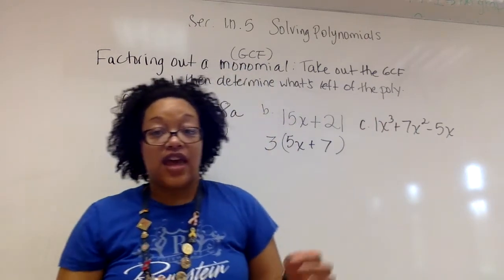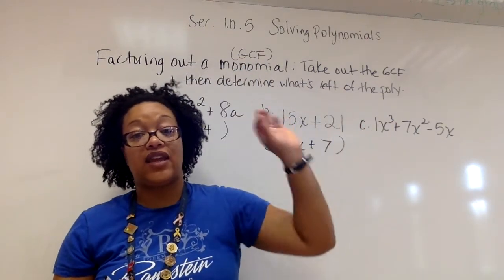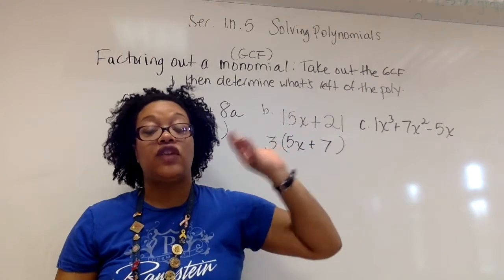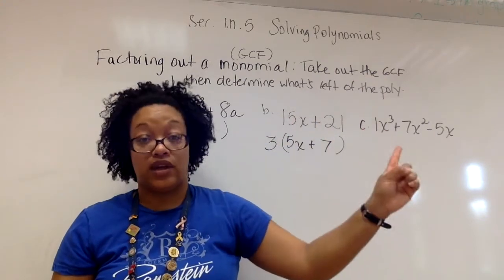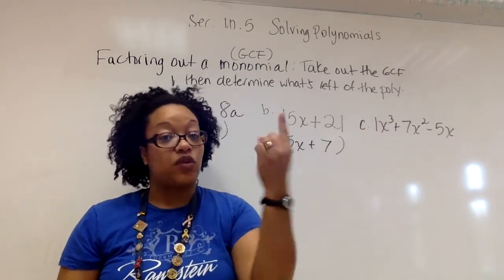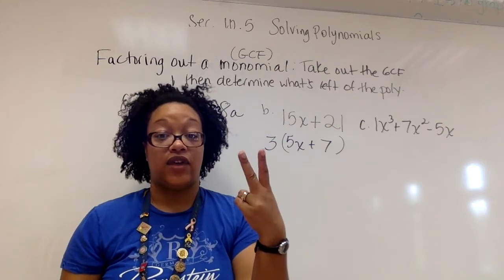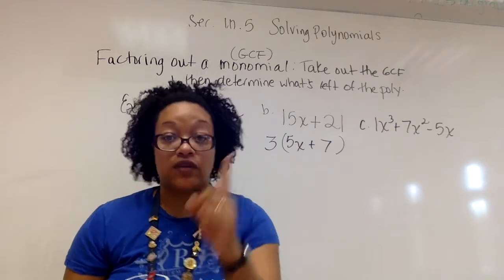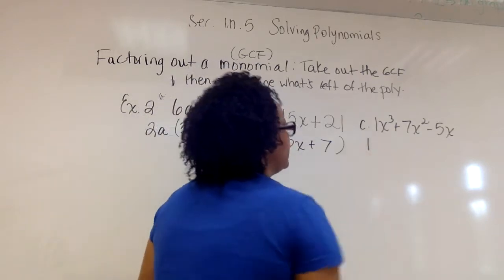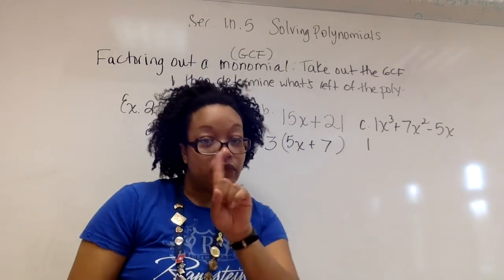What is the GCF between 1, 7, and 5? What number do they all share? Well, 1 just goes into 1. 7's a prime number, so it's 1 and 7. 5 is a prime number, so it's just 1 and 5. So the number that they all share is 1. Okay? Just 1.